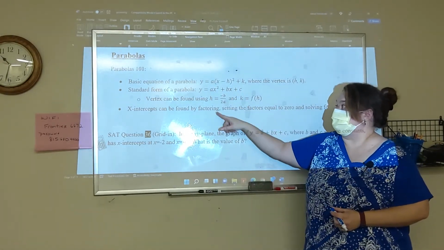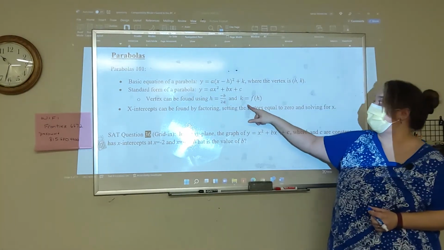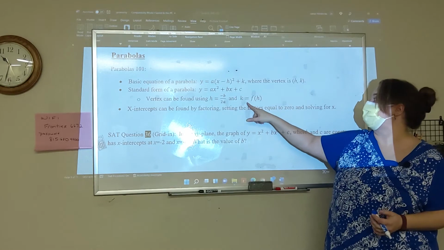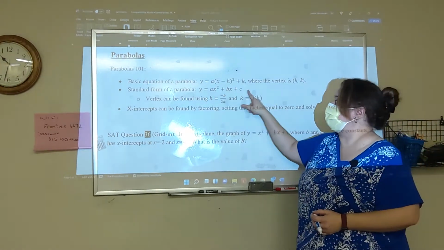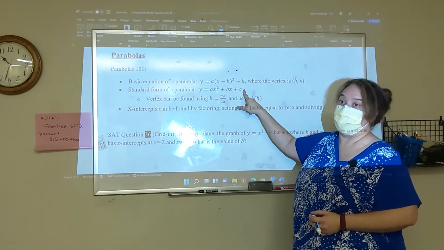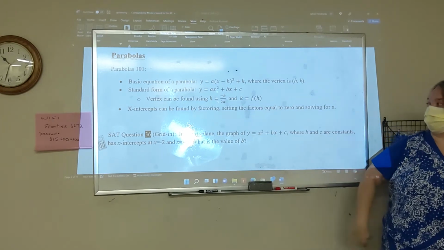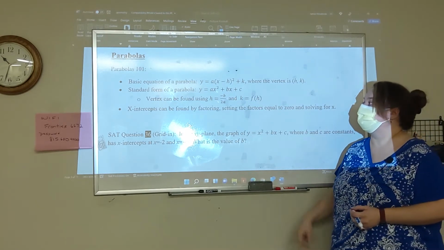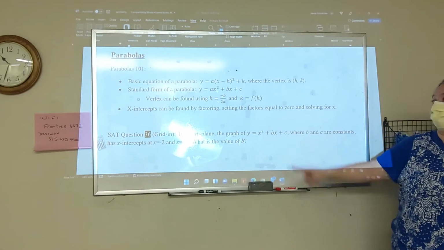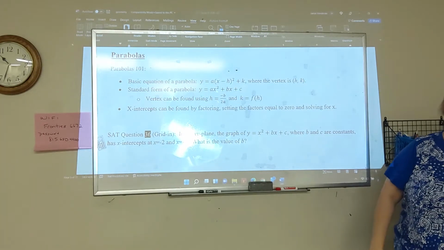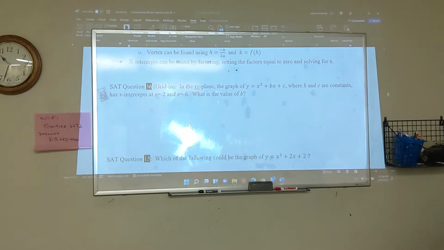Now, if they give you that form, you can get your vertex using h equals negative b over 2a. Think way back to algebra 1. And then to get your k, which is the y-coordinate of your vertex, you simply plug your h back into your function. So whatever equation they gave you, whatever you get for h, just plug it back in for x, and you'll be able to get your k. And we're going to do that, not in 36, but in the next problem after that. Your x-intercepts, you can get simply by factoring your parabola, setting it equal to 0, and that'll give you your x-intercepts. All right. Number 36.